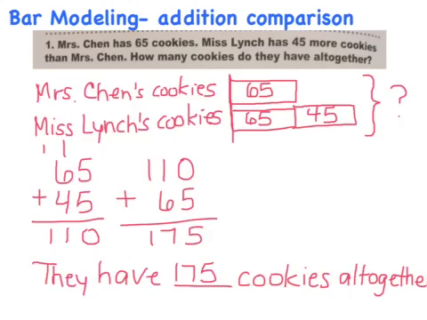Plus, I'm going to round my 45. 45 rounds to 50. So we have 140 plus 50 gives us 190. 175 is pretty close to 190. So yes, it does make sense.